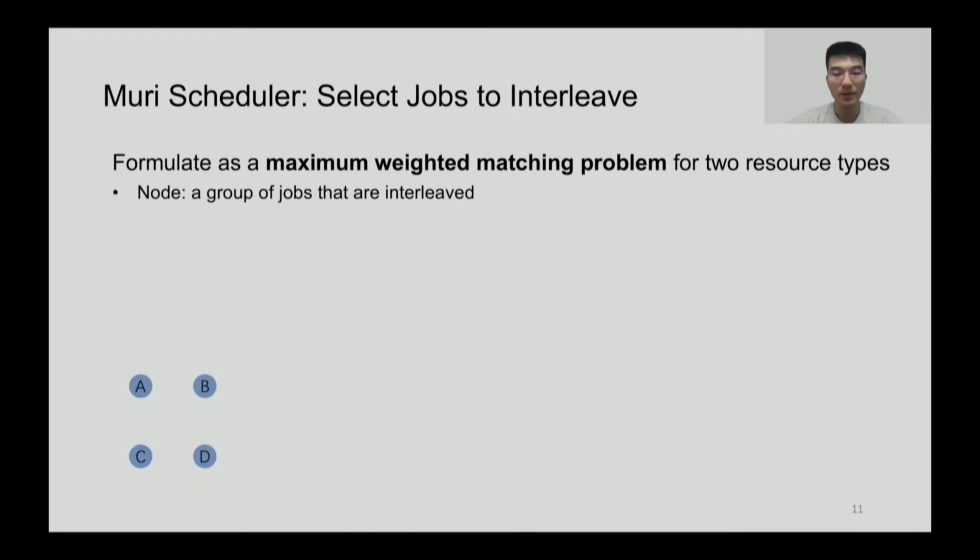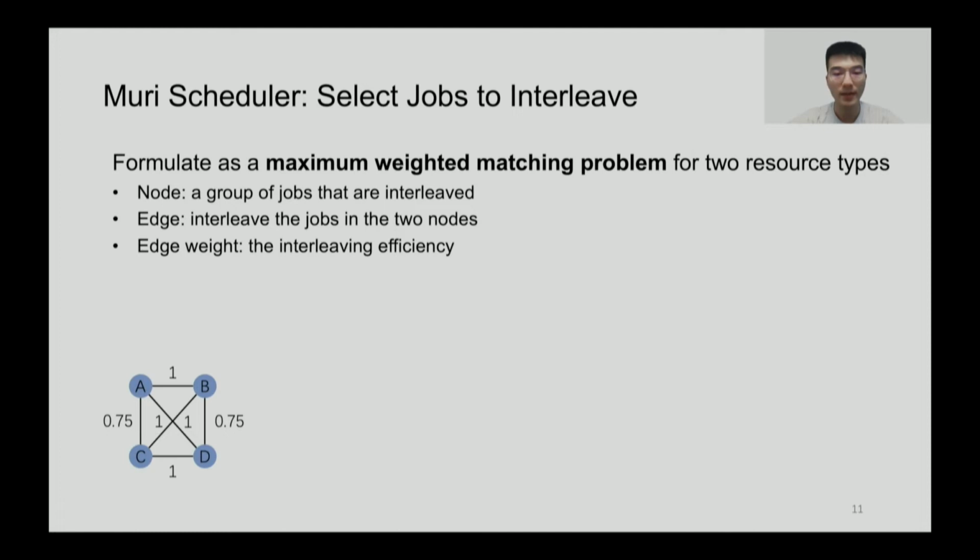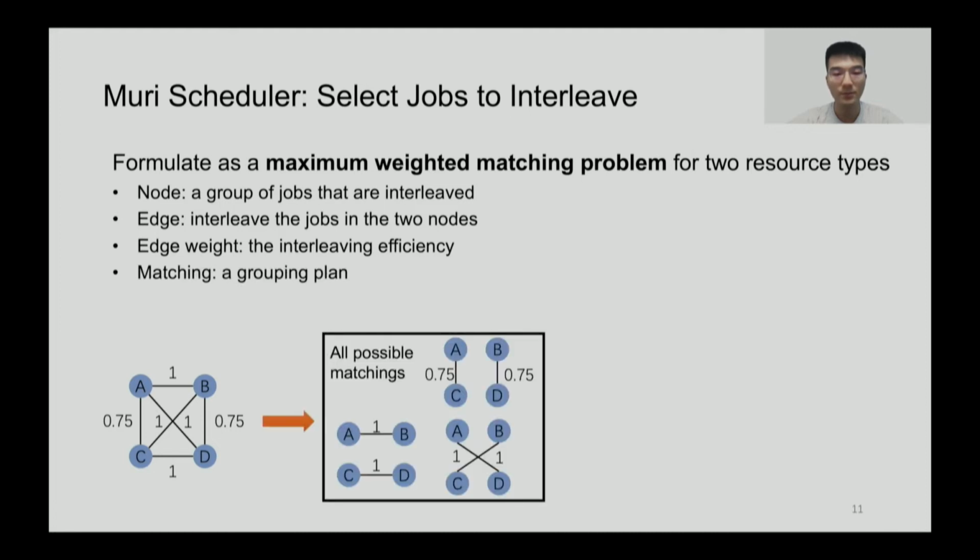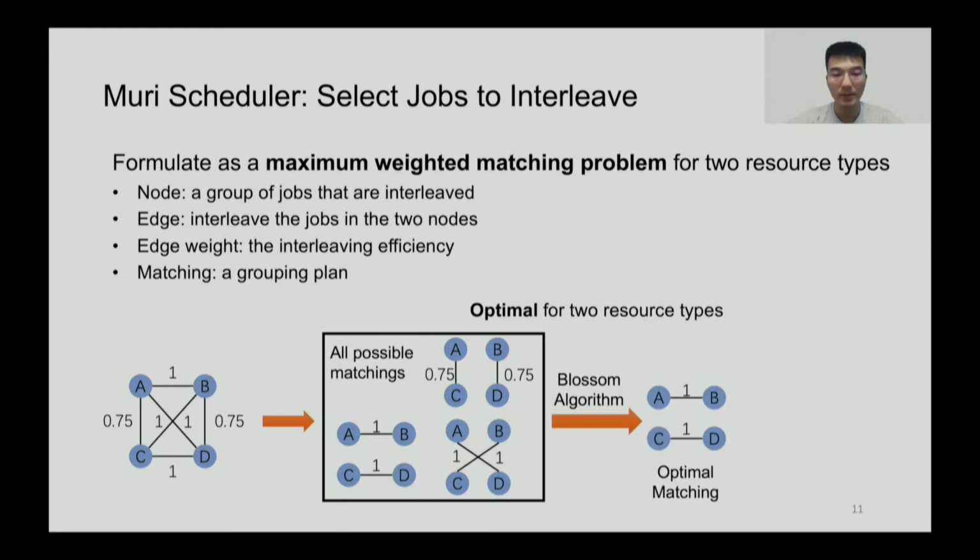Specifically, we build a graph where each node represents a job. For example, there are 4 jobs at the beginning, and every 2 jobs are connected by an edge, with the interleaving efficiency of grouping these 2 jobs as the edge weight. Then, a grouping plan corresponds to a matching of the graph. Therefore, finding the optimal plan can be converted to finding the maximum weighted matching of the graph from all possible matchings. Maximum weighted matching is a well-studied problem in graph theory. The Blossom algorithm can find the optimal matching in polynomial time complexity.